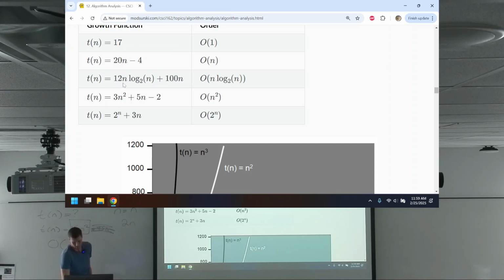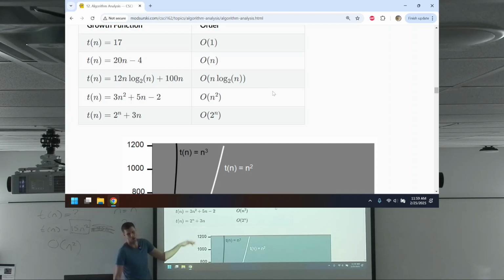So 12n log base 2 of n plus 100n, this would be n log base 2 of n. 3n squared plus 5n minus 2, n squared. 2 to the n plus 3n, that's bad, by the way. If your algorithm is 2 to the power of n, ooh. But you know what? There are problems out there where that's kind of what we're stuck with. But it sucks.